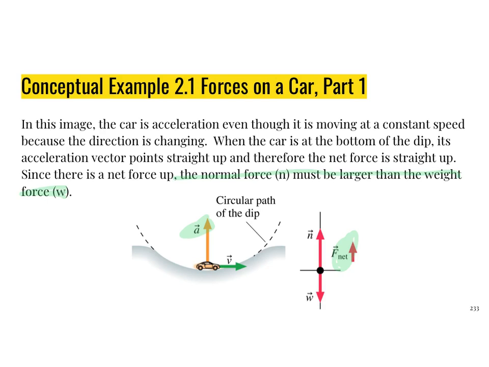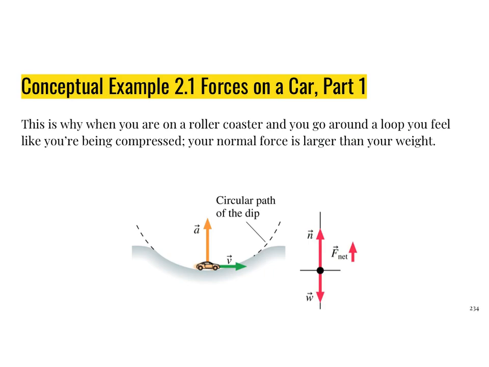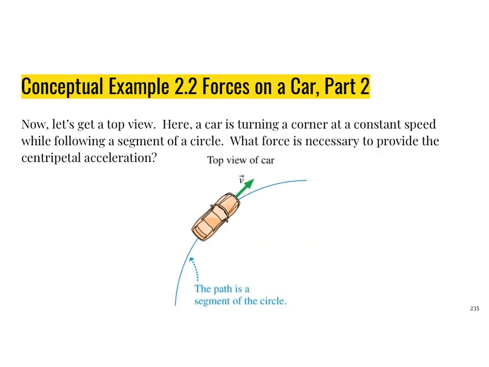And how do you feel when this happens? Well, you can think about it like on a loop-de-loop on a roller coaster. At the bottom of that loop, you feel like you're being compressed. You feel very, very heavy. And that's because you have a larger normal force. And as we learned in chapter 4 and chapter 5, the normal force is equal to your apparent weight. So if you have a larger normal force, you also have a larger apparent weight. So this is just summing it up. Again, your normal force is larger than your weight, so you appear heavier.